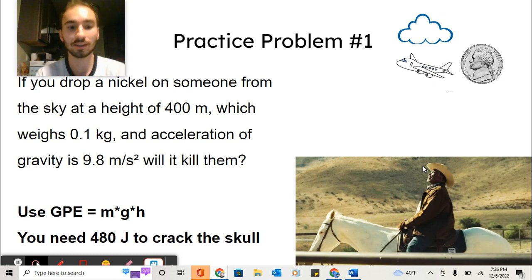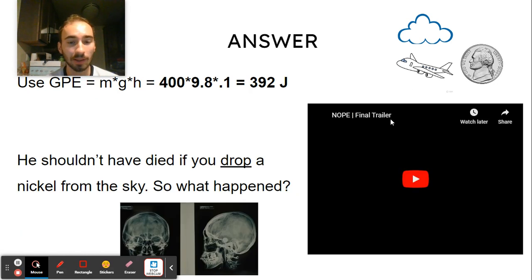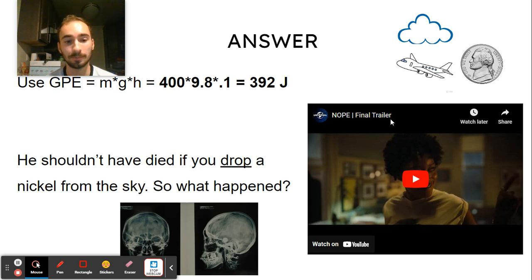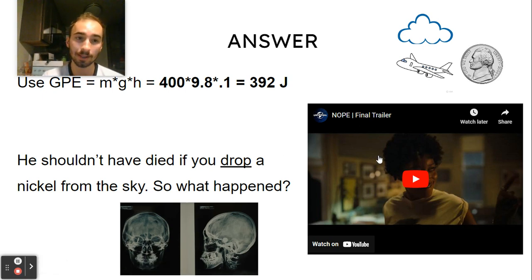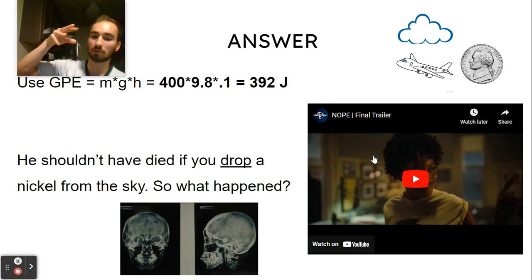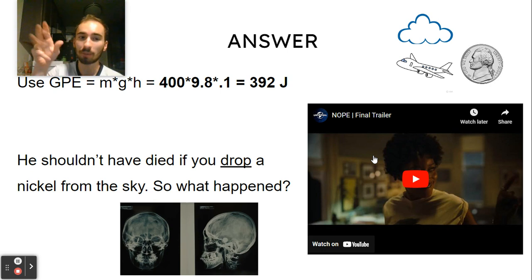Pause the video now, try and calculate it using your calculator. Hopefully you saw the answer, if you multiply them all, is 392. And in the movie Nope, the man shouldn't have died if you drop a coin from the sky. Or if you drop a nickel, it shouldn't have been enough energy to crack his skull open. But he did die. So, what do you think happened?